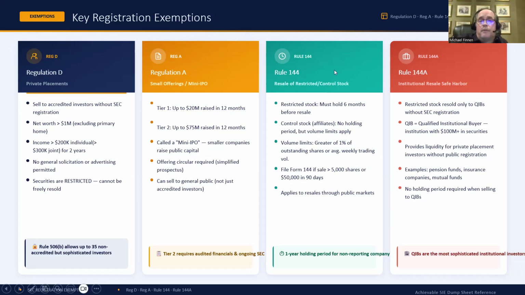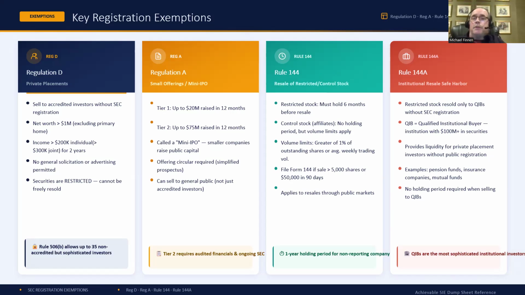Rule 144. This is a biggie. So Rule 144 covers a couple different types of stock. The first one is restricted stock. Restricted stock is stock that you have acquired pre-IPO. This is before the stock has gone public. You've gotten it, and you must hold it for 6 months before you can resell, no matter what.